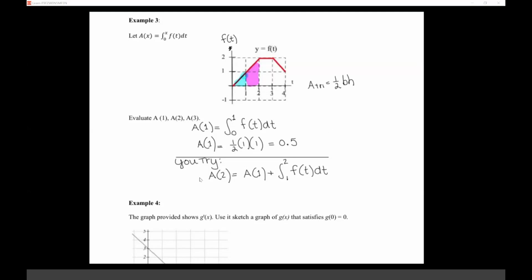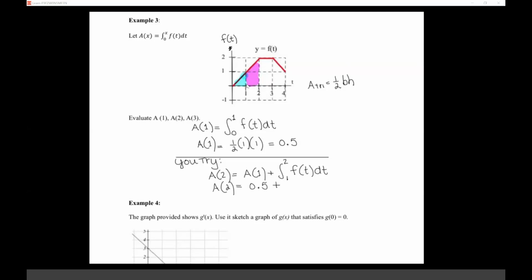If I wanted to find A of 2, what I have to do is start with the value at 1 and add the pink area. So that's the additional value I'm accumulating as I go from 1 to 2. That means A of 2 is the 0.5 I started with plus the pink area.